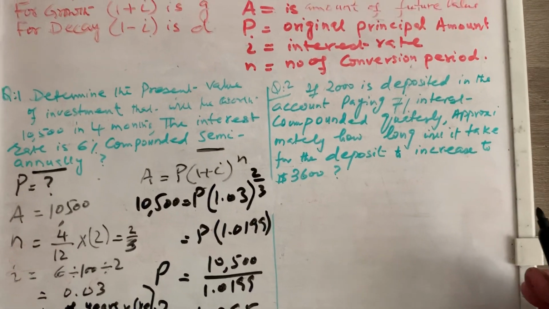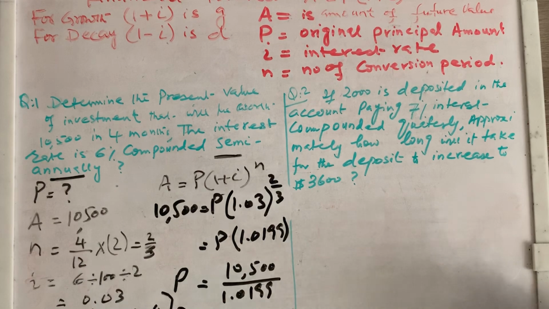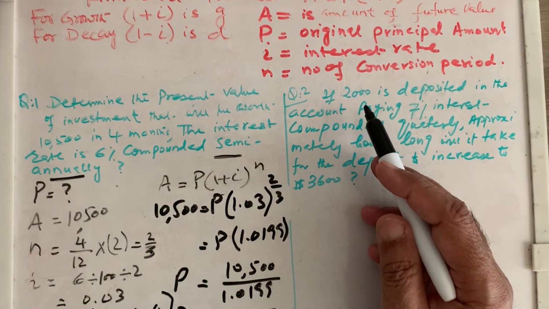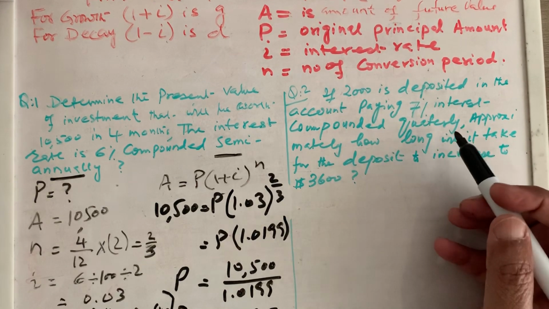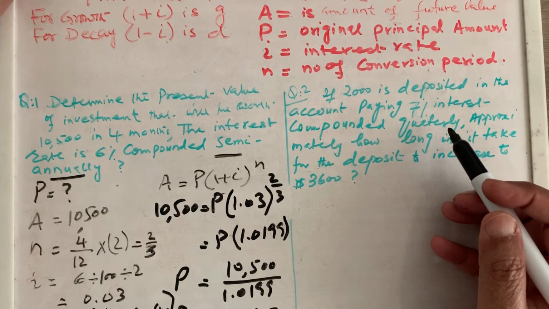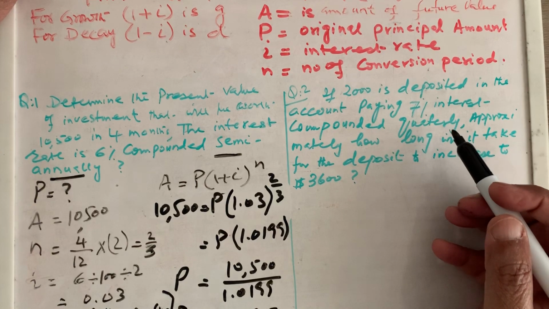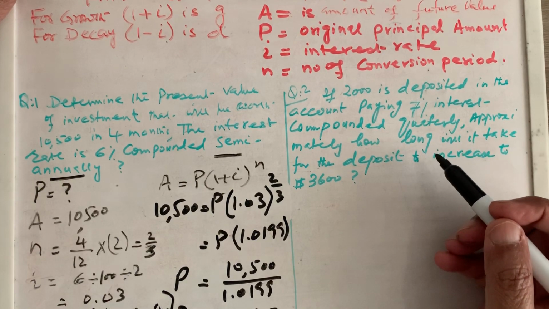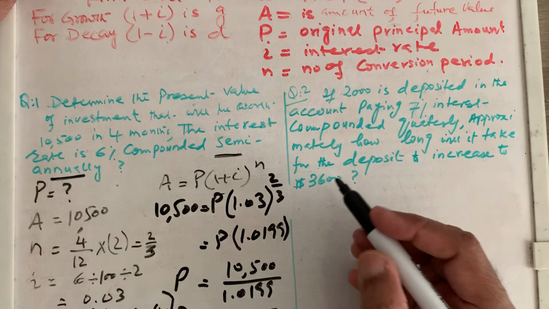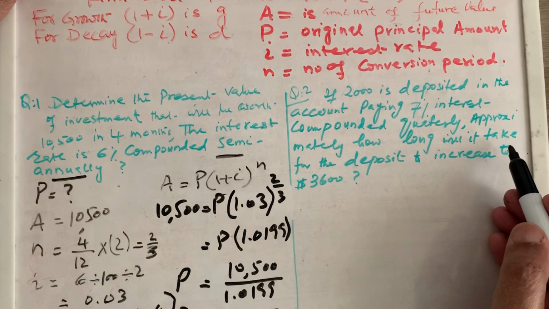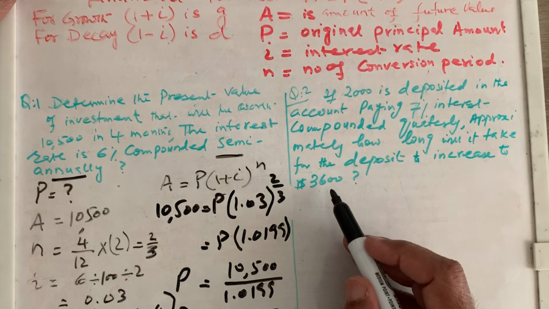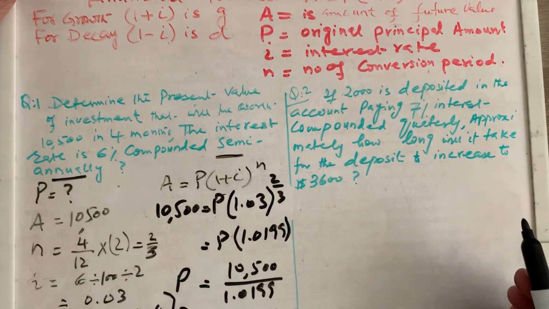Now we see question number 2. If 2,000 is deposited in an account paying 7% interest compounded quarterly. Quarterly is important, right? Quarterly means 1 over 4, like 4 payments in a year. So approximately how long will it take for the deposit to increase to 3,600?